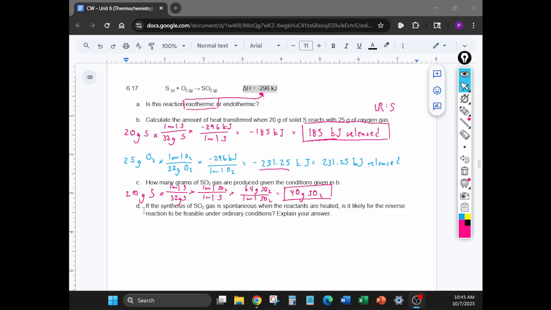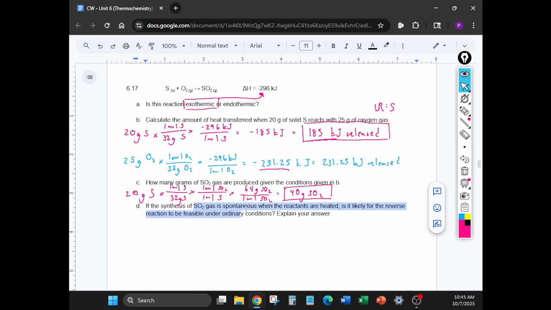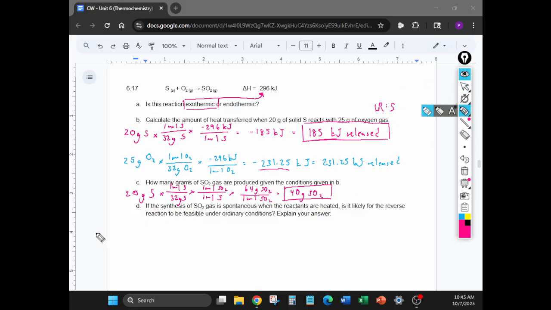Okay, so if we take a look at D, it says, if the synthesis of SO2 gas is spontaneous. Now, let's talk about this word spontaneous before we move on. So I want you guys to write this in your notes. We're going to talk a lot about this in unit 12 or 13 in thermodynamics. But spontaneous basically means the reaction wants to happen. Okay, so wants to happen. The technical term is favorable.